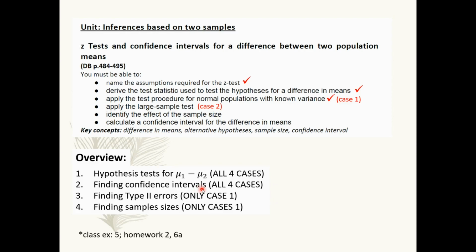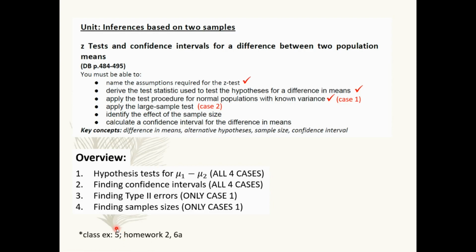You will also need to make sure you can calculate confidence intervals for all 4 cases. We won't necessarily do each and every one because the procedure is the same, but I will show you the pivotal quantities. They are in the summary, and you need to make sure you can do the upper, lower, and two-sided confidence intervals. Then you'll also need to calculate the probability of a type 2 error, as well as find sample sizes given certain information, but this is only required for case 1.